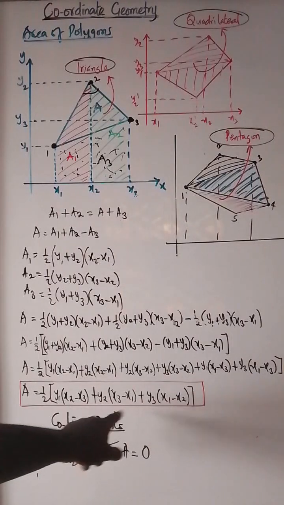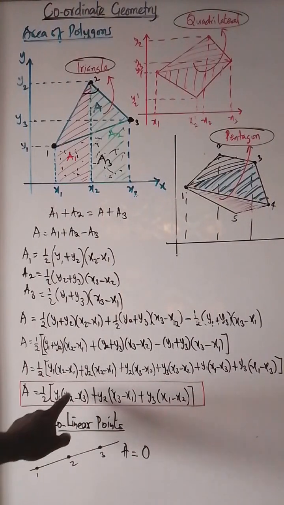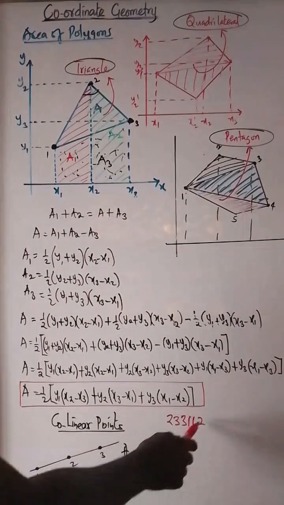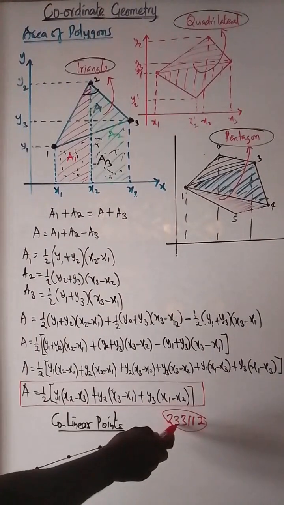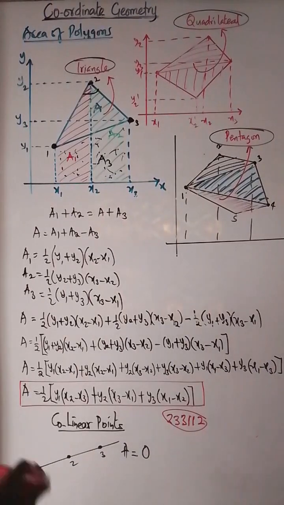23, 31, and 12. So 23 means I'm going to have x2 minus x3. Let me write it out. So it has a pattern. So remember 2, 3, 3, 1, 1, 2. So that will be x2 minus x3, x3 minus x1, x1 minus x2. Then outside what? y1, y2, y3.